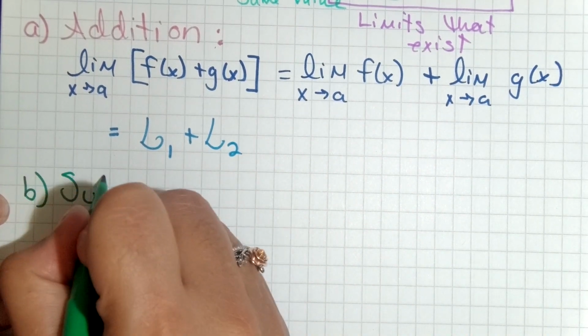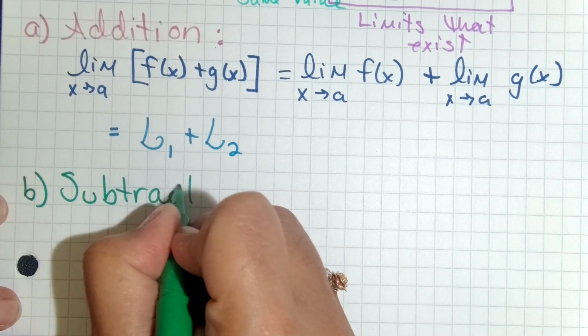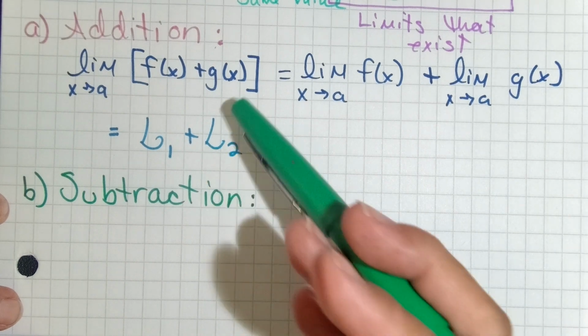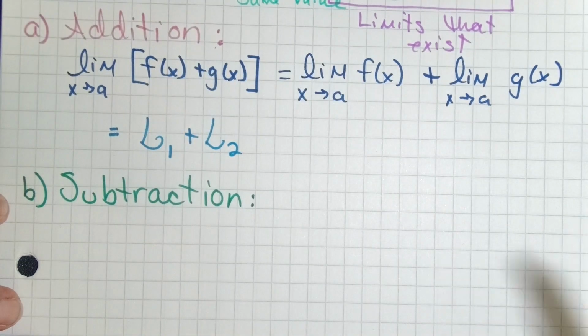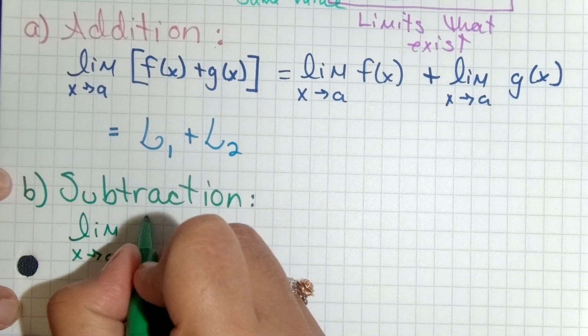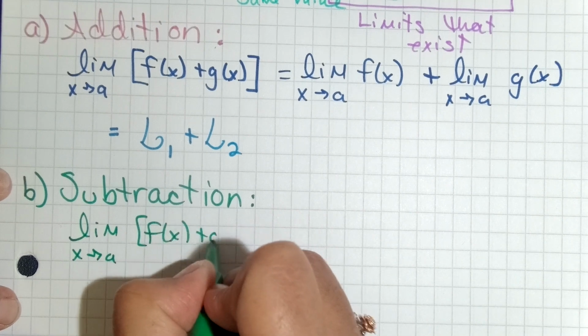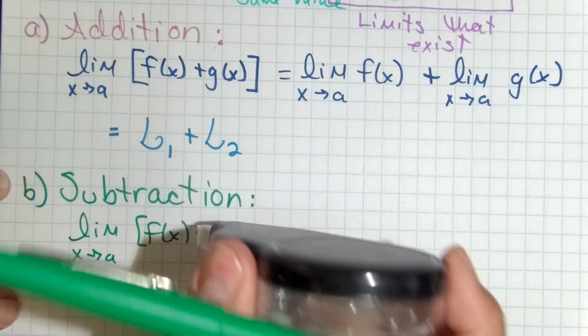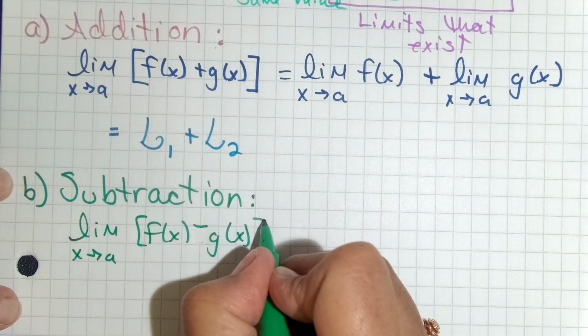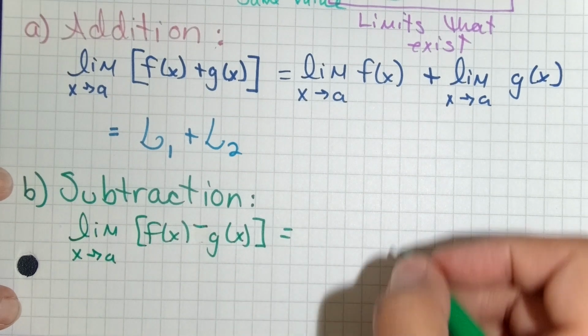B is the subtraction rule or law. So instead of addition between the two functions, what are we going to have between the two functions? Yes, subtraction. So if we have the limit as x approaches a of f of x plus g of x. Oh, not plus. My bad. What should be there? Minus. Then we can subtract the limits.